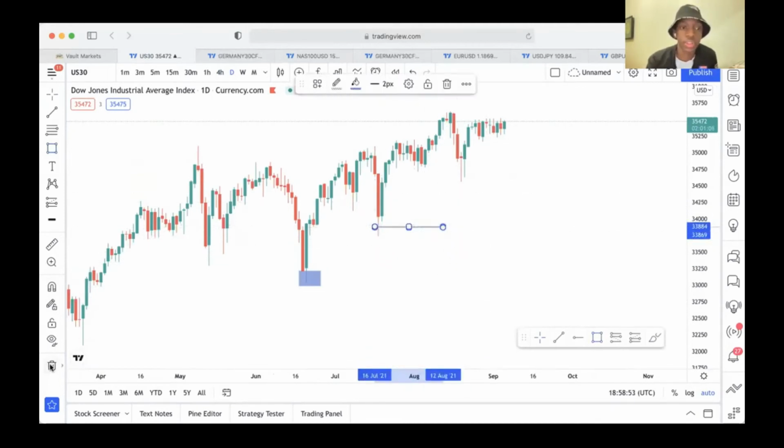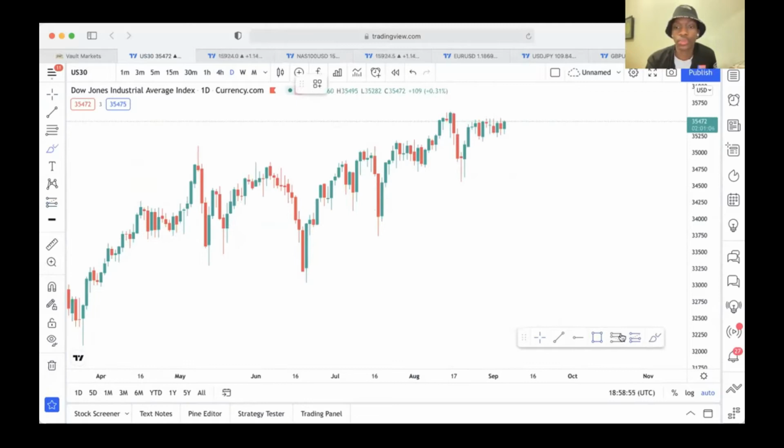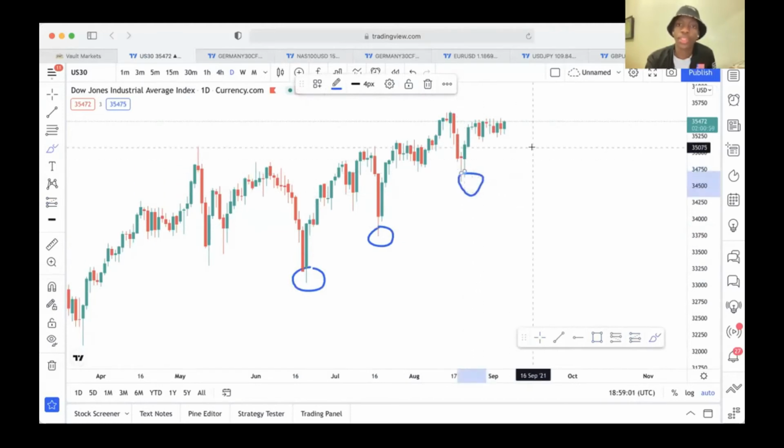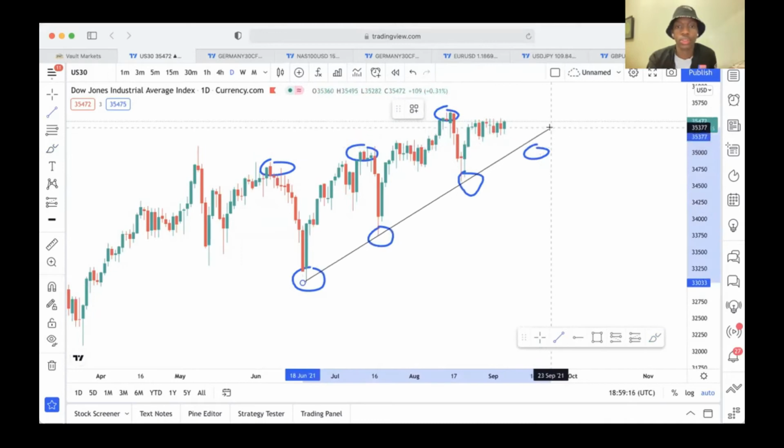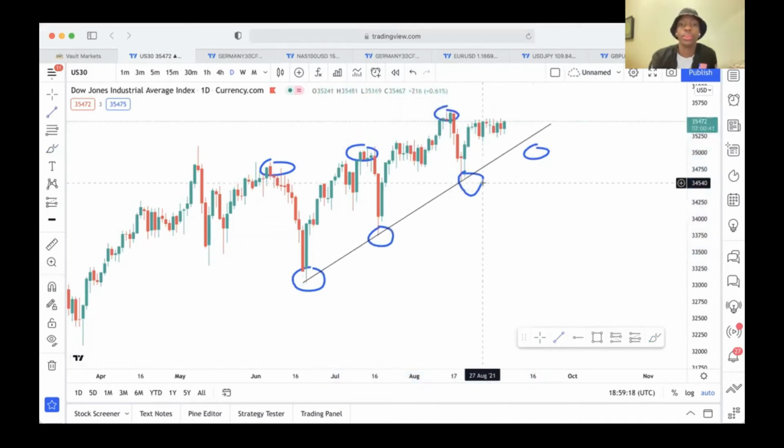Okay, this thing's going to take forever. Let me just circle it. Lower low. Another one. Another one. Another one over here. Here's our lower highs. So guys, what do we do? We connect a trend line. 1, 2, 3. There we go. I have our 3 touches.